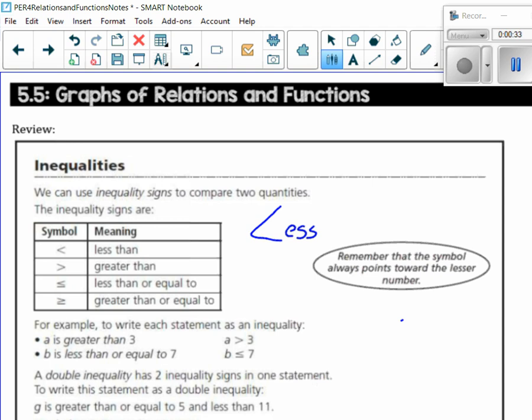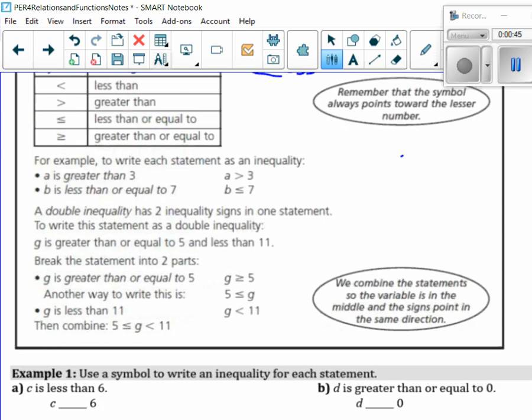Because you're going to have to be able to translate things from words to inequalities. And if you don't know what they mean, then it's not going to work too good. So anyways, for example, A is greater than 3. That would be A is greater than 3. B is less than or equal to 7. That would be B is less than or equal to 7.